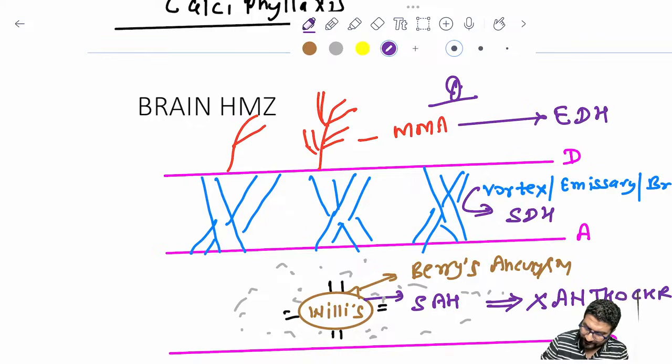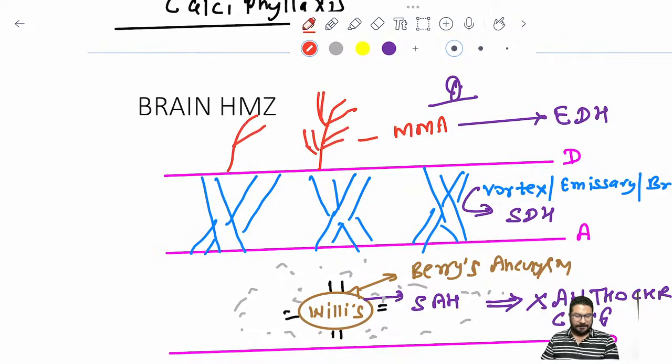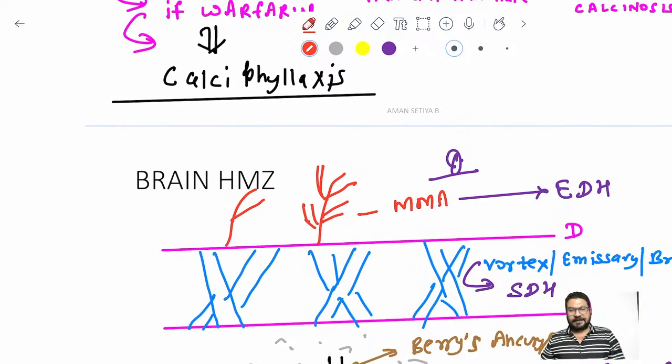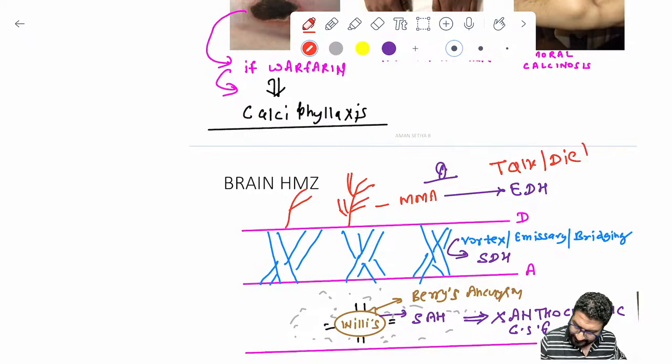Xanthochromic CSF. Now let's see the MCQ. What type of MCQ do they ask you in the exam? Look at the screen. They ask you epidural hemorrhage. It is due to rupture of the middle meningeal artery. We also call this Talk and Die syndrome, meaning the patient may be normal for a short time. So there is a period where the patient becomes absolutely normal.